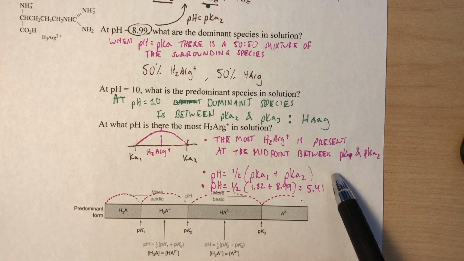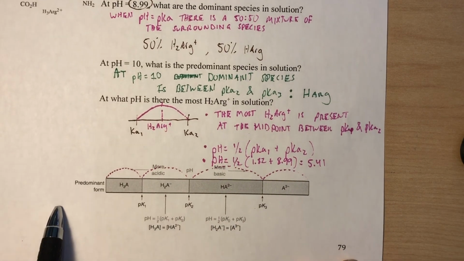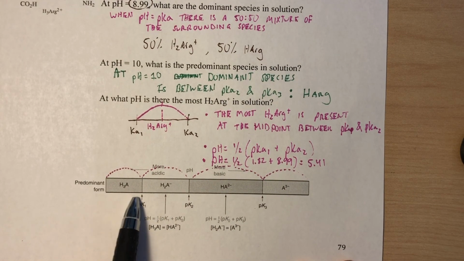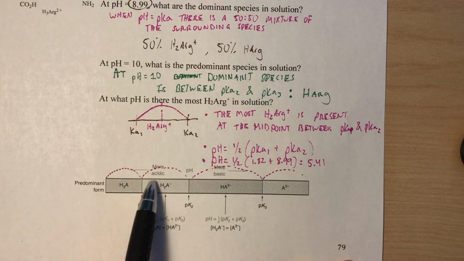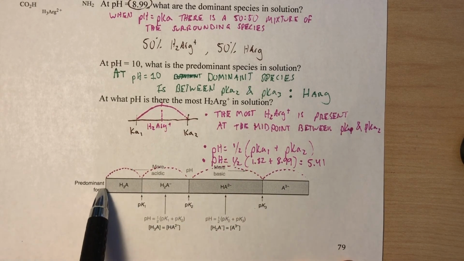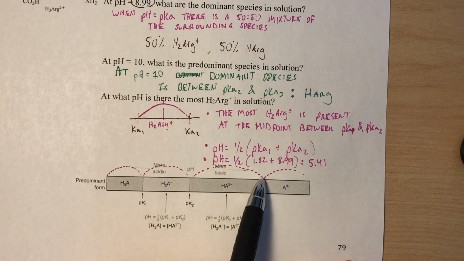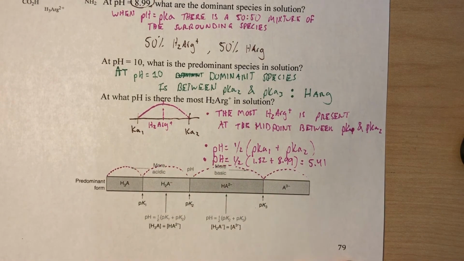So at what pH do we find that? pH is equal to 1/2 of (pKa1 plus pKa2), which is 1/2 of (1.82 plus 8.99). Turns out it is at a pH of 5.41. We can now look at predominant species in the form of this chart here, where we have each of the protic species getting deprotonated along Ka values, and you can think of each of these little zones as being sort of a bell curve. And when you're right at the midpoint of each one of them, you have the most of that component in solution.